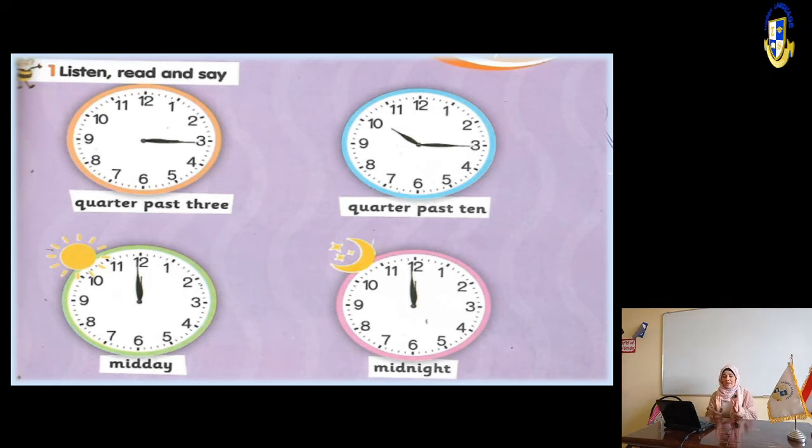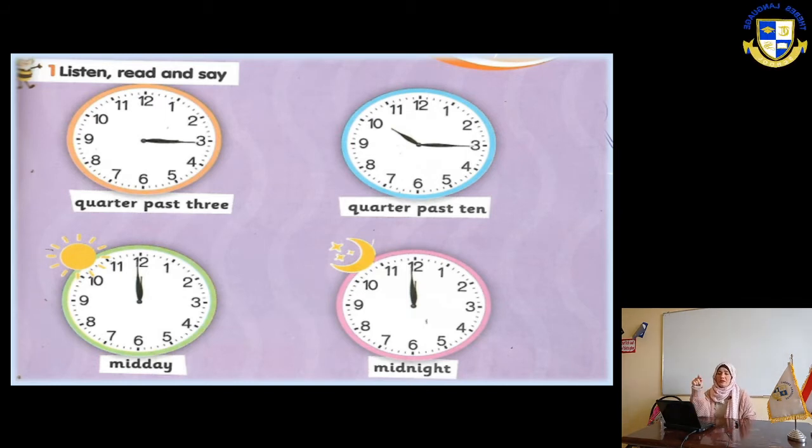Again, when the long arm is at 12, I say o'clock. When the long arm is at 6 down, I say 30. But I say the number of the short arm first. It's 3:30. It's 3 o'clock. Okay, but when the long arm is at number 3, I say quarter past, and I say it before the number of the short arm.